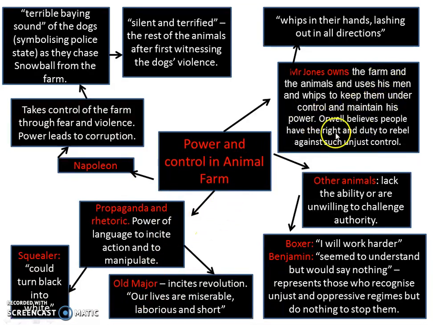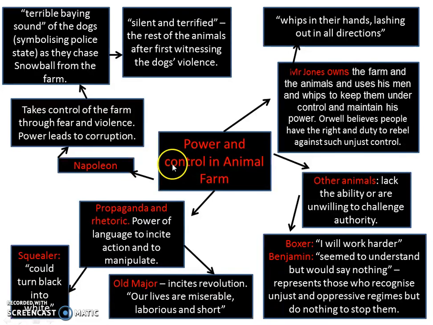This branch here, this one doesn't just say Mr. Jones. It has a whole lot of stuff, including a bit of context about Orwell's beliefs in life and a quote. And here on this arrow, there are other animals, and then you've got some more quotes. Essentially, your mind map will look completely different depending on the character and the theme.